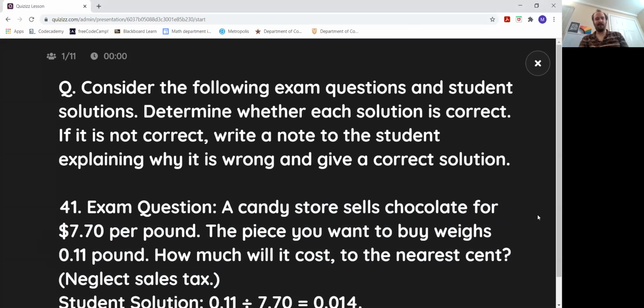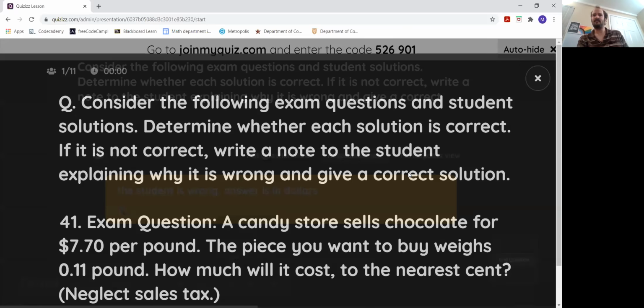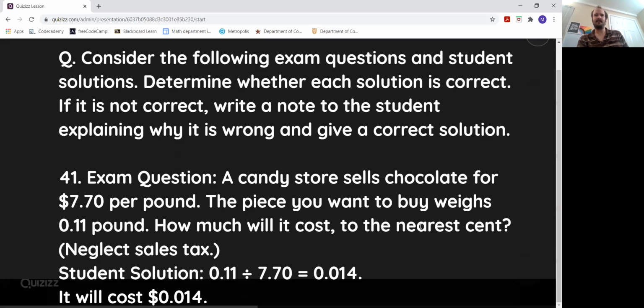This goes back to the apples, right? I'm getting 10 apples and they're 9 cents an apple. What am I doing with those two numbers? They gave an answer in dollars. It's just in cents. Right. Yeah, the answer is in what? That's dollars. It'll cost 0.14.